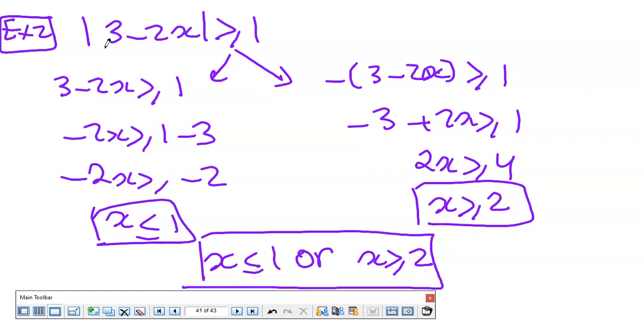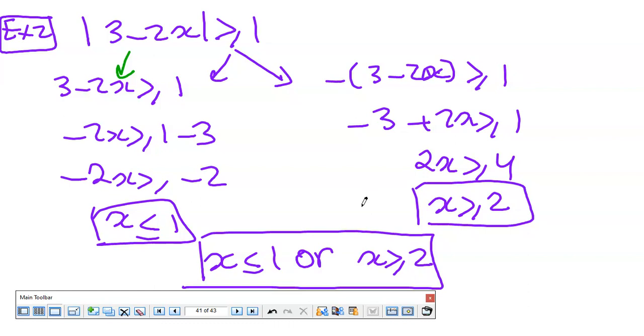So either the expression inside is positive, so it stays as it is, or the expression inside is negative, so it should give me the opposite of the inside. And then I solve. 3 minus 2x bigger or equal than 1, minus 2x bigger or equal than 1 minus 3, minus 2x bigger or equal than minus 2. Then divide by a negative, we switch the sign. x less than or equal to 1. And then the second part, I will get x bigger or equal than 2.